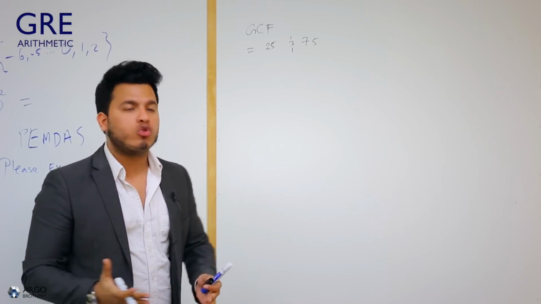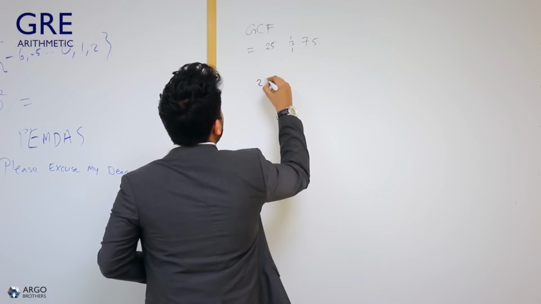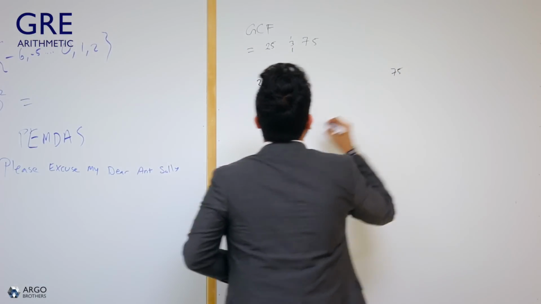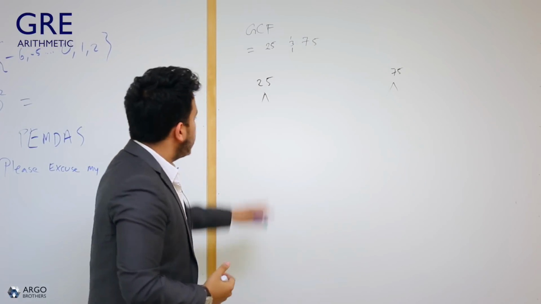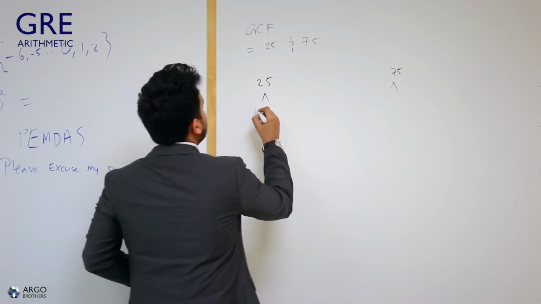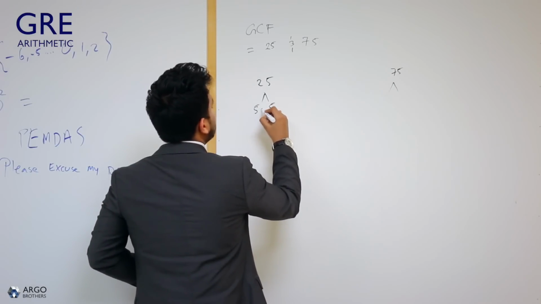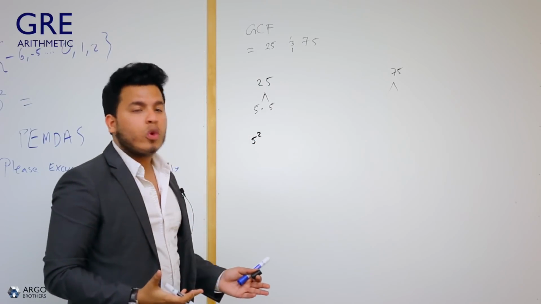So you want to make a factor tree, right? Make a factor tree, so I have 25 over here and I have 75 over here. So let's break it down, okay? So what times what gives me 25? 5 times 5 gives me 25. So I have 5 over here, 5 times 5. And I know for this number, basically, it's just 5 squared.